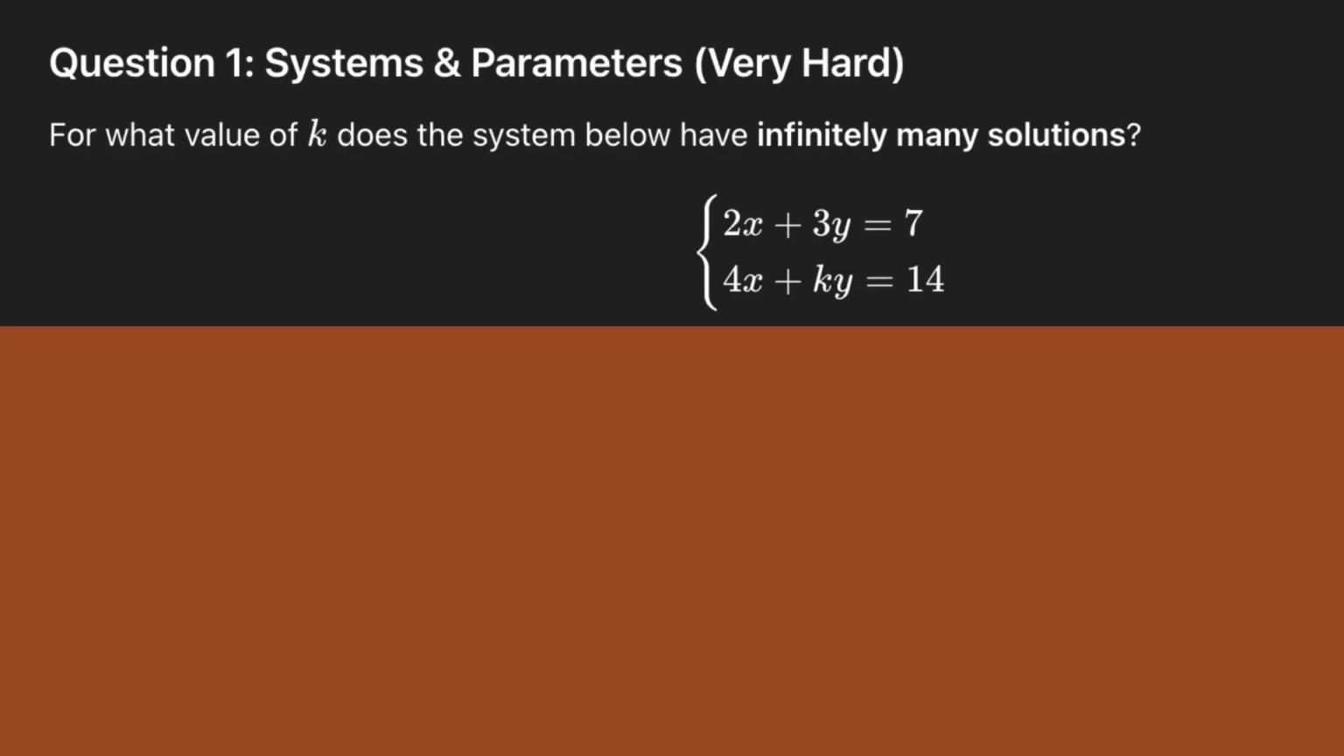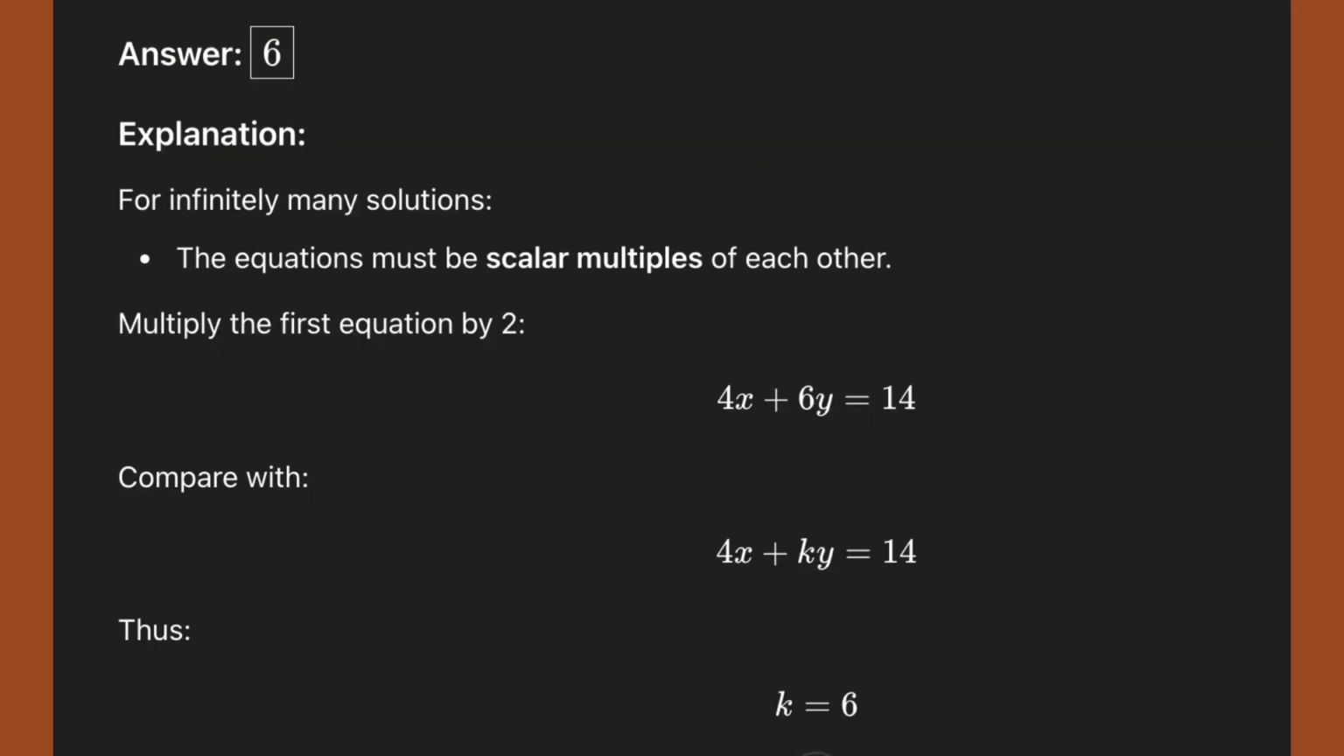Okay, here we go. Question 1. Systems and parameters, which is very hard. For what value of k does the system below have infinitely many solutions? 2x plus 3y is equal to 7. 4x plus ky is equal to 14. Take a minute to pause the video and figure out your answer. If you got 6, you are correct.